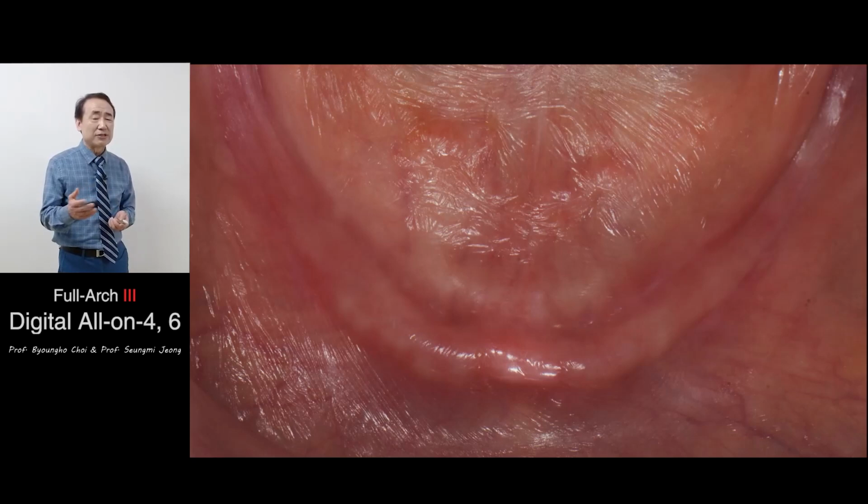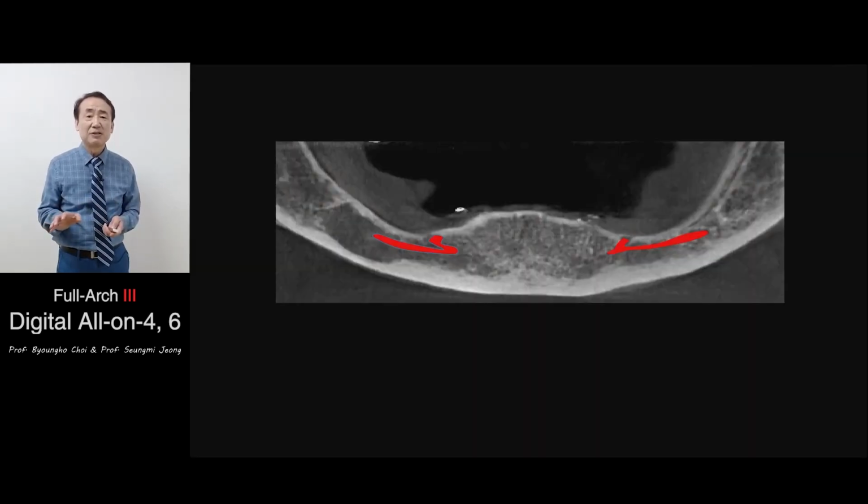Let's take a look at her mandible. Her edentulous ridge was nearly flat. The CT scan showed a severely resorbed alveolar ridge. We planned Aurum 4 implant treatment.